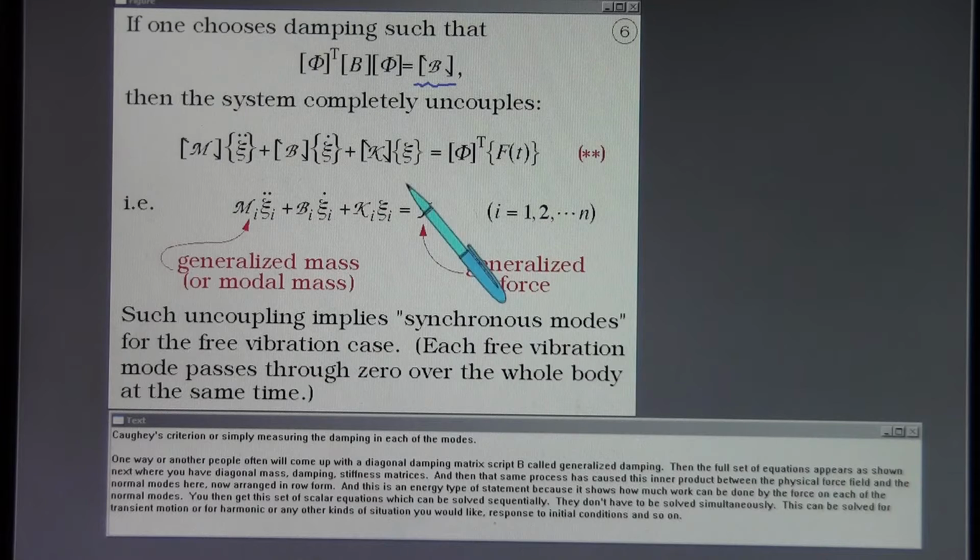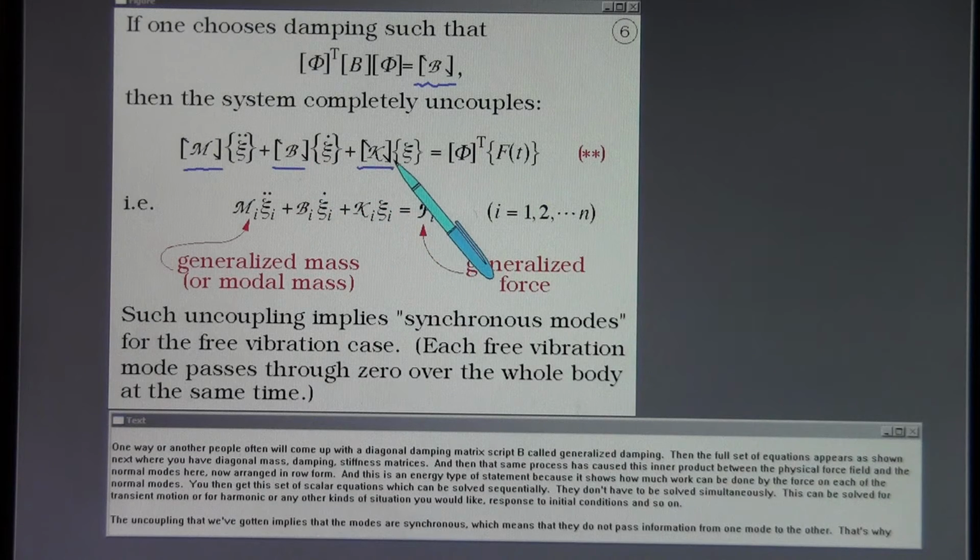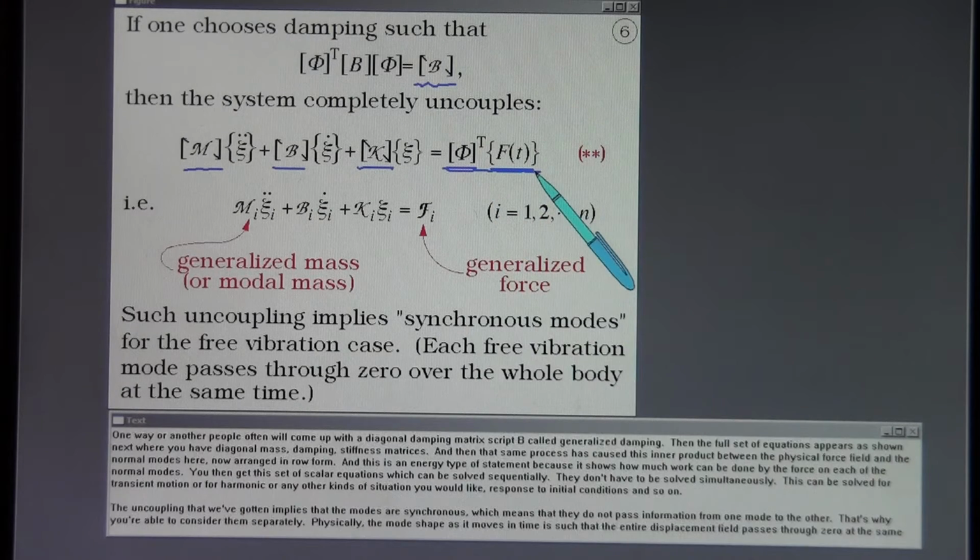Then the full set of equations appears as shown next, where you have diagonal mass, damping, and stiffness matrices, and then that same process has caused this inner product between the physical force field and the normal modes, now arranged in row form. And this is an energy type of statement because it shows how much work can be done by the force on each of the normal modes. You then get this set of scalar equations which can be solved sequentially. They don't have to be solved simultaneously.